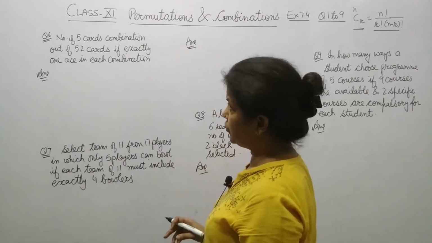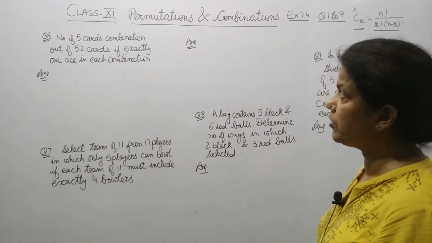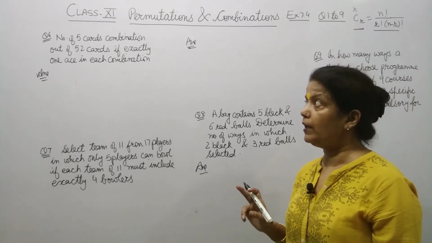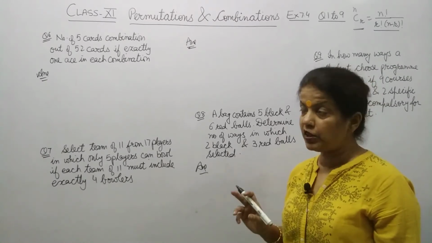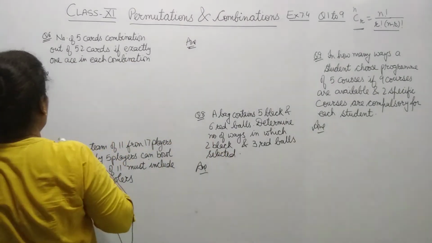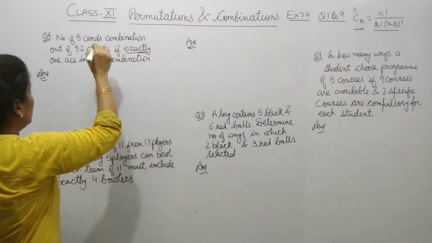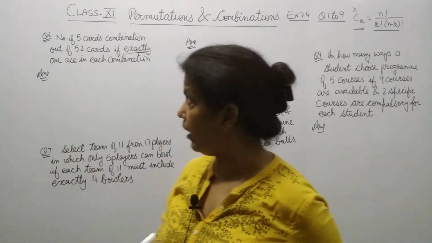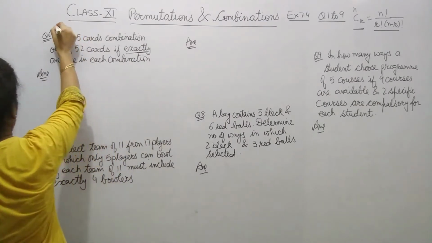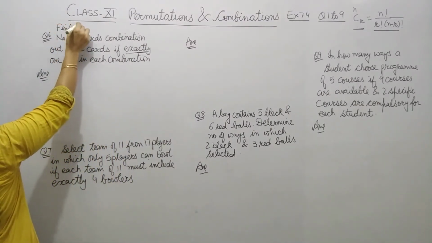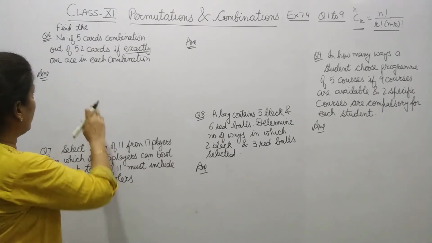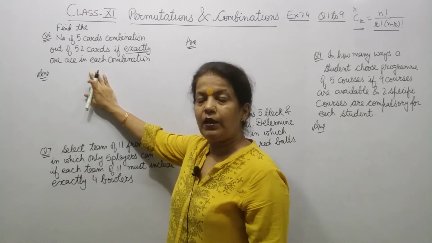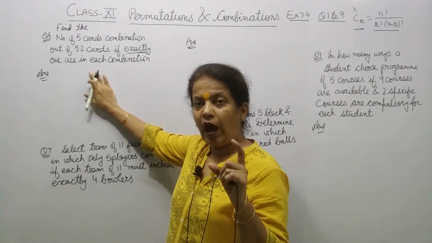In question 6, we have to determine the number of 5-card combinations out of 52 cards, if exactly one ace is in each combination. Exactly, there should be one ace. So, find the number of 5-card combinations out of 52 cards. If exactly one ace in a pack of cards, how many aces are there?